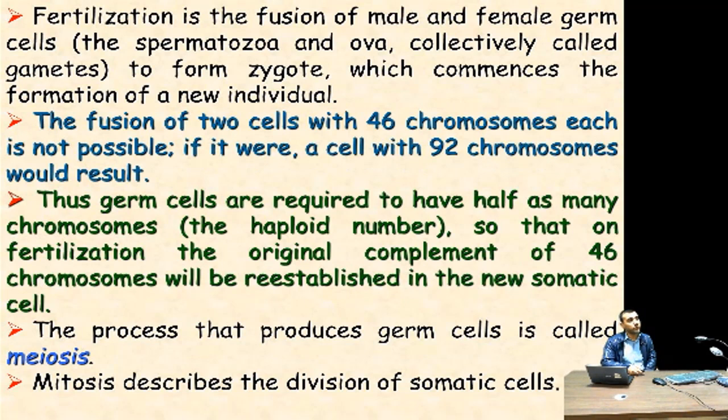Fertilization is the fusion of male and female germ cells, the spermatozoa and ovum, collectively called gametes, to form a zygote, which commands the formation of a new individual. The fusion of two cells with 46 chromosomes each is not possible, as it would result in a cell with 92 chromosomes. The germ cells are required to have half as many chromosomes, the haploid number, so that in fertilization the original complement of 46 chromosomes will be established in the new somatic cell. The process that produces germ cells is called meiosis.